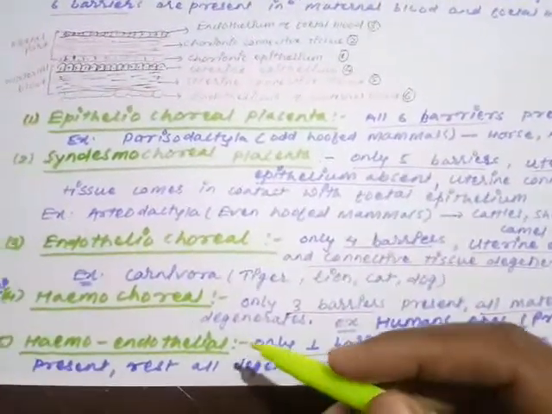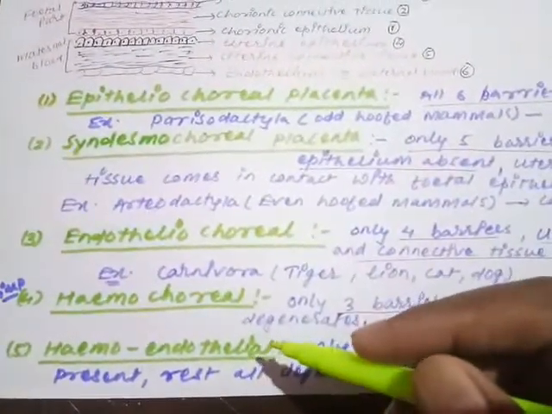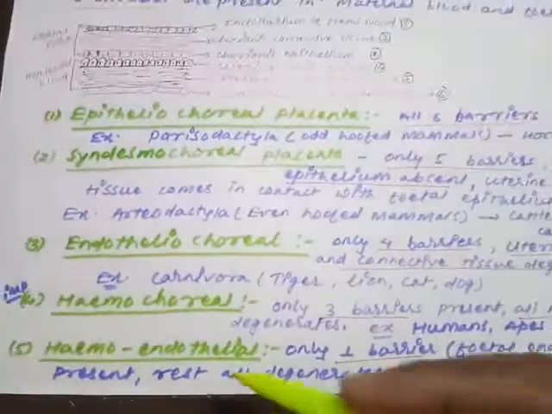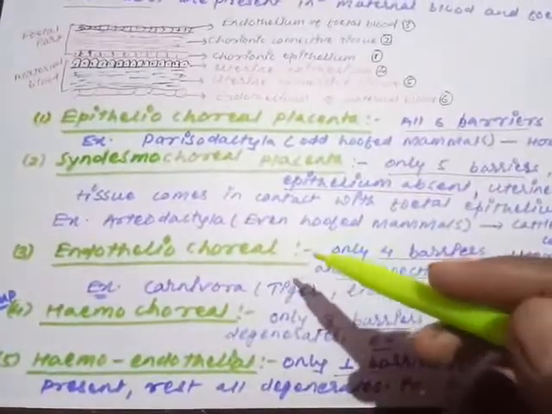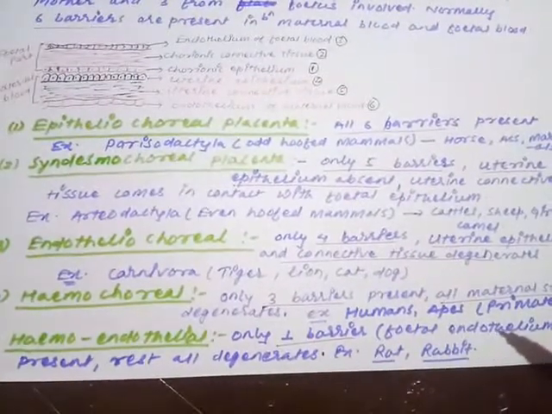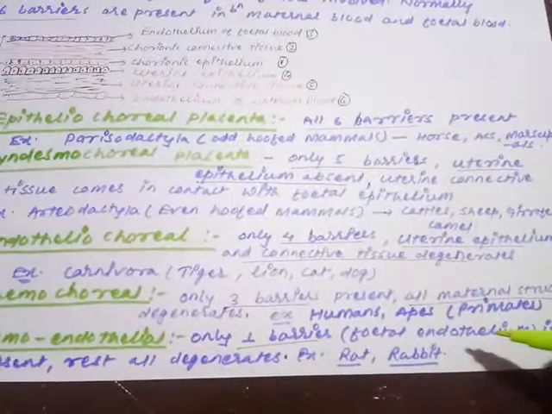Moving on to the next one, hemochorial. Many times in many competitive examinations this question was asked, because this is the type of placenta present in the primates. Okay, so hemochorial placenta, only 3 barriers are present. All 3 layers of the maternal part of the placenta are going to degenerate. All maternal structures are degenerated.